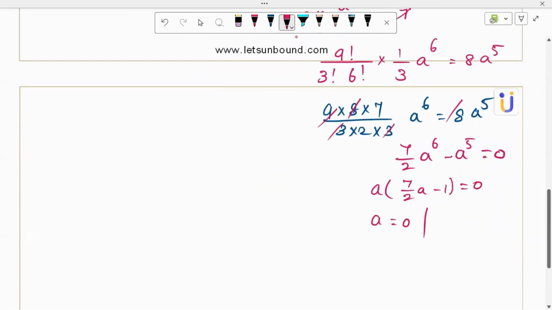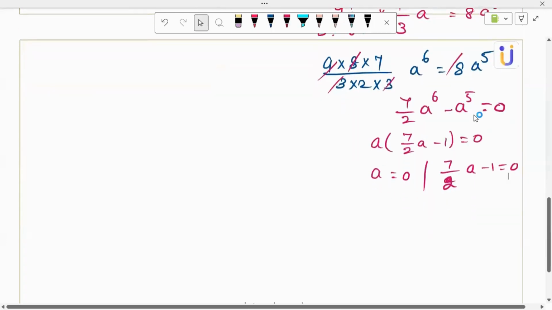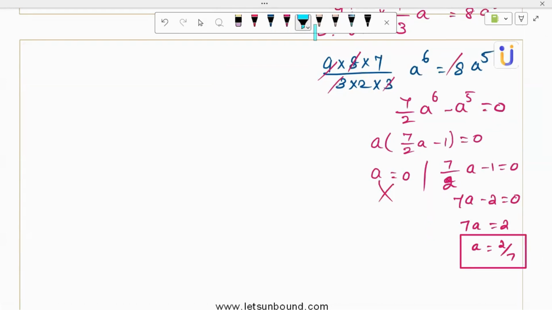a = 0 is one answer, and 7/2 a minus 1 equals 0 is another answer. So 7a minus 2 equals 0, 7a is 2, a is 2 over 7. They clearly said a is not equal to 0, so we ignore it, and my a value is 2/7. This completes the solution.